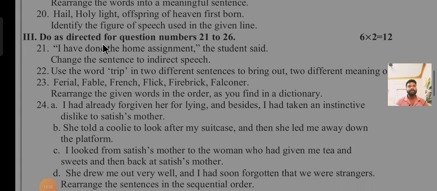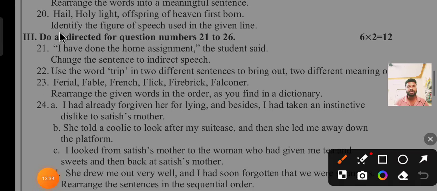question number 20. Hail, holy light, offspring of heaven firstborn. Identify the figure of speech. Which one will come here? Just observe the question, students. H is repeated here. H is what? Hail, holy, heaven. It is repeated. Finally, the figure of speech is alliteration. The repetition of the consonant or consonant sound is called alliteration. This poetic device is alliteration.